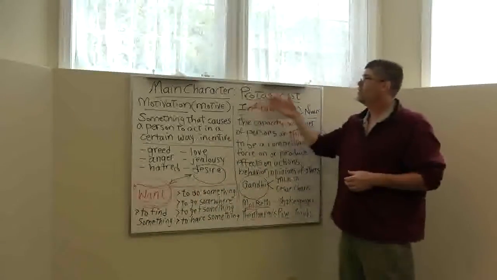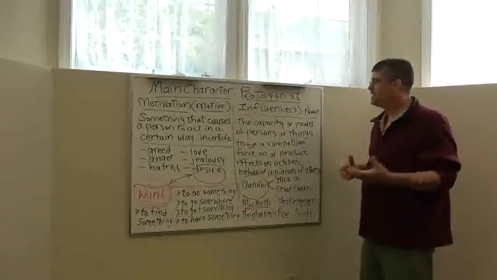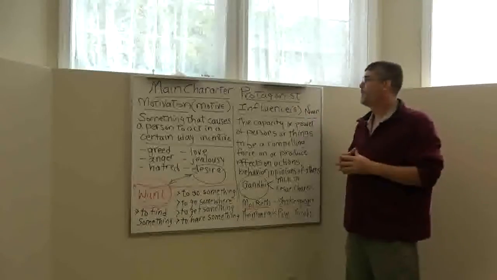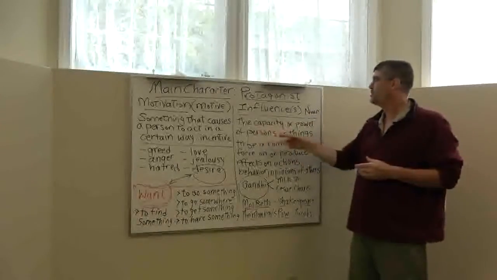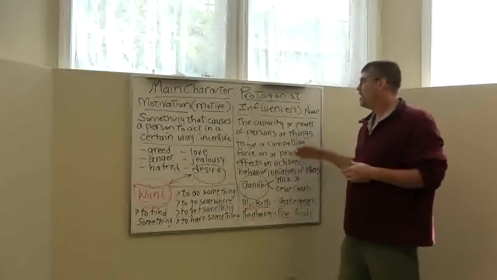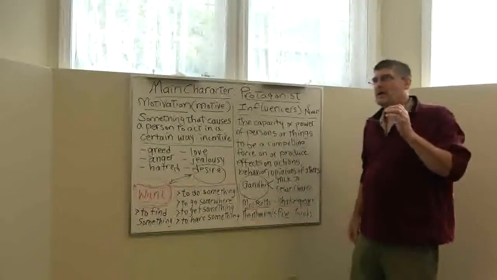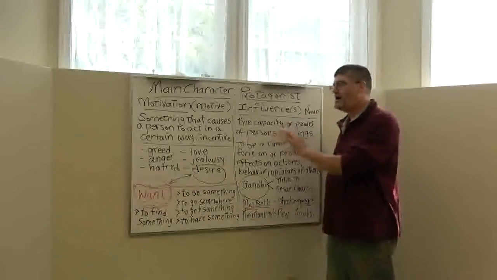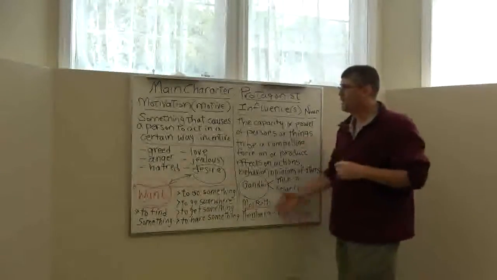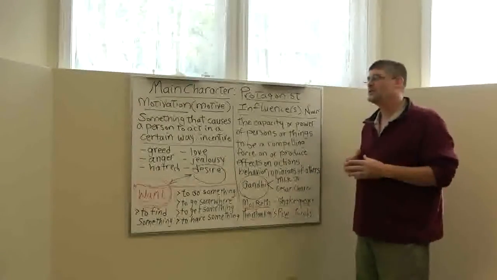Now, if you look over on the right-hand side of the board, what do I mean by the word influence? Well, again, the dictionary.com definition of the noun form of the word influence is the capacity or power of persons or things to be a compelling force on or produce effects on actions, behaviors, opinion of others. So this is tied to motivation in a certain way. We'll talk a little bit about that in more detail. But let me give an example of what I think of as the word influence in this case.